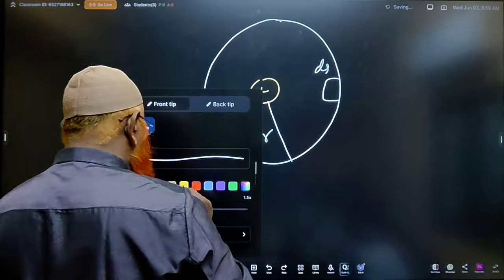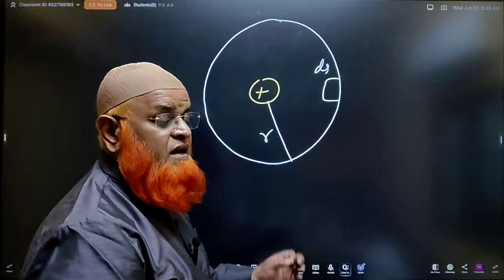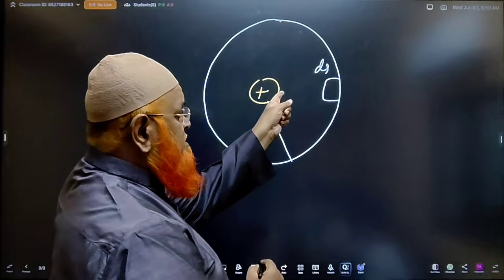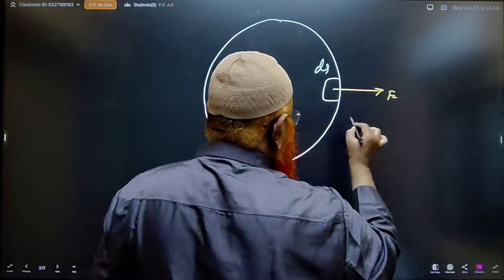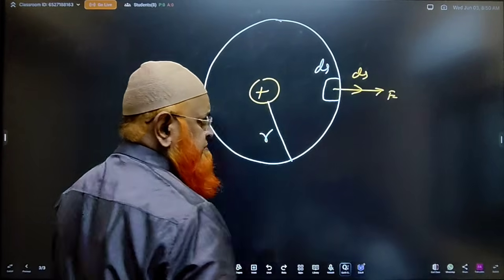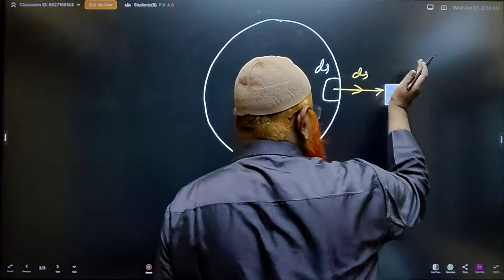And you know the electric field direction. How do you find out the electric field direction? Keep a positive test charge here. With this it is understood that the electric field direction will be like this, and the area vector direction is also the same.